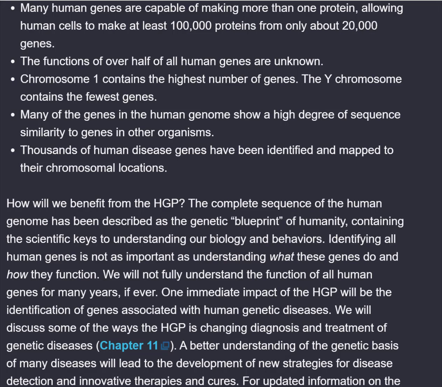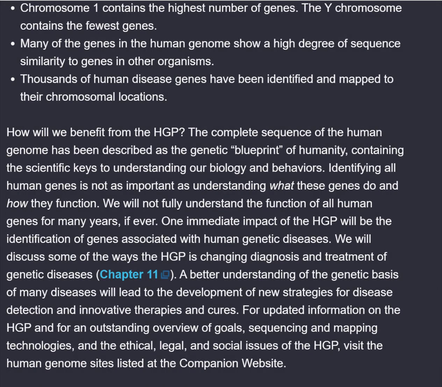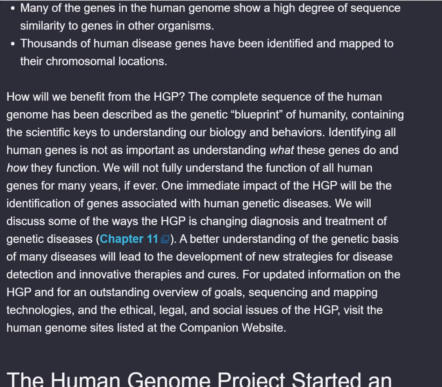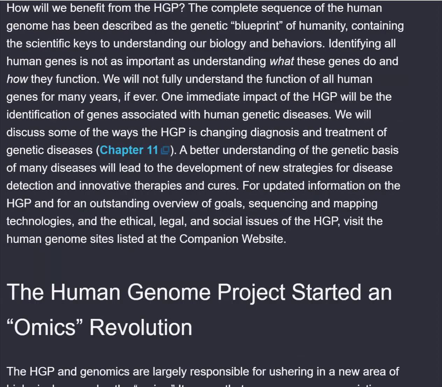Many human genes are capable of making more than one protein, allowing human cells to make at least 100,000 proteins from only about 20,000 genes. The functions of over half of all human genes are unknown. Chromosome 1 contains the highest number of genes. The Y chromosome contains the fewest genes. Many of the genes in the human genome show a high degree of sequence similarity to genes in other organisms. Thousands of human disease genes have been identified and mapped to their chromosomal locations.